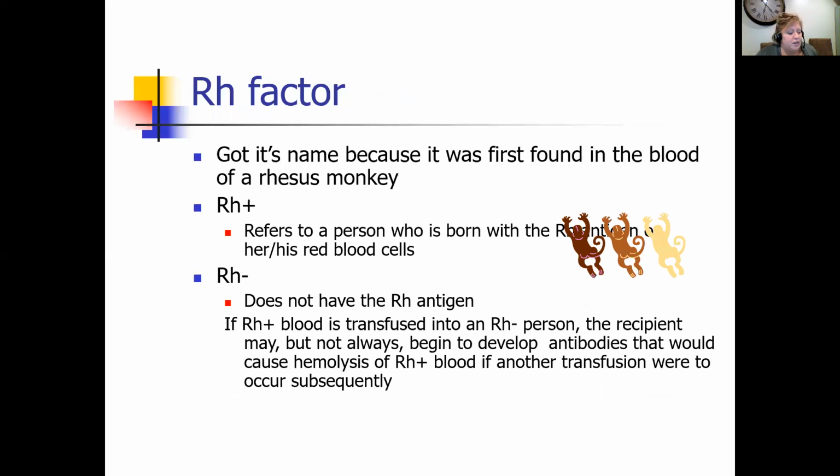The RH factor, let's talk a little bit about that. It's got its name because it was first found on the blood of a rhesus monkey, and RH is the first part of the word rhesus. RH positive refers to a person who is born with the RH antigen on his or her red blood cells. And RH negative does not have the RH antigen. If RH positive blood is transfused into RH negative, the recipient may, but not always, begin to develop antibodies that would cause hemolysis of RH positive blood if another transfusion were to occur in the future.